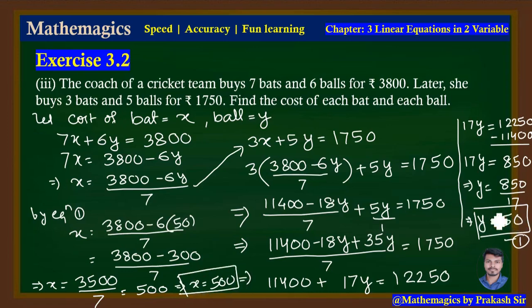We got the answer here. y is equal to 50. We got the answer. So cost of each bat and ball, here I'm writing the final answer. Cost of bat is equal to 500 rupees and cost of ball is equal to rupees 50, and this is the final answer. Dear friends, I hope you have understood this one. Now we are moving forward to the next question.